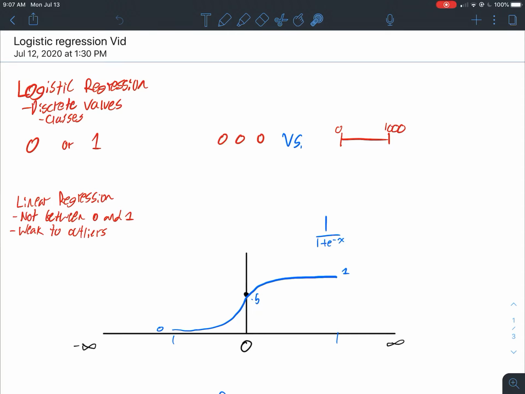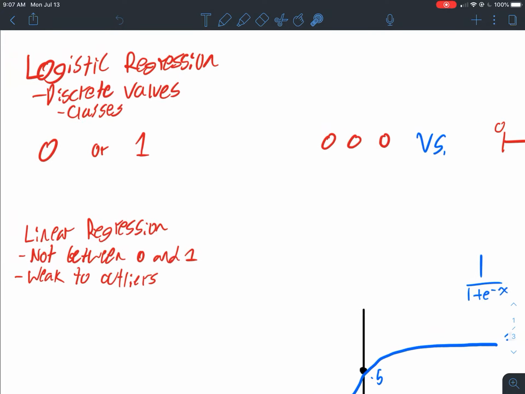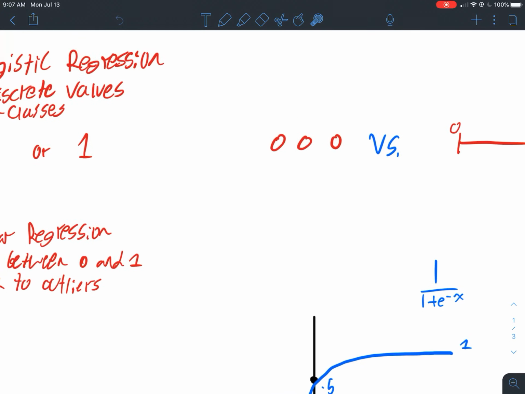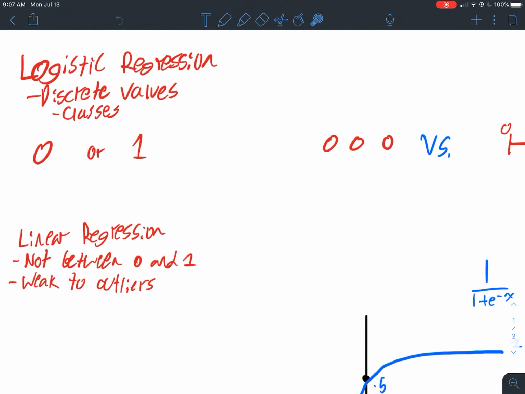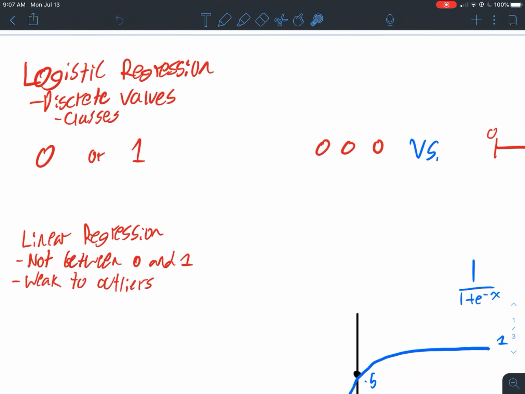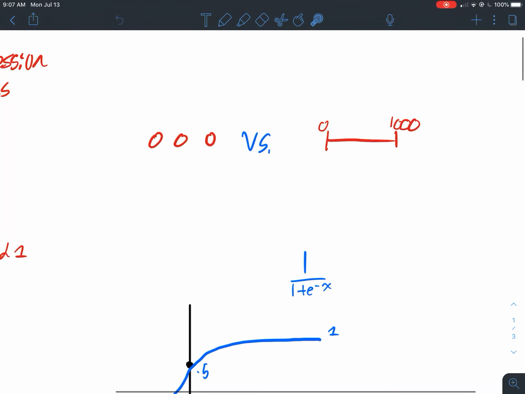Alright, so in today's video we're going to be talking about logistic regression and what that is. In the previous video we talked about linear regression, and linear regression is very good for predicting continuous values. But logistic regression is more attuned to classification and predicting discrete values. So what do I mean by that?